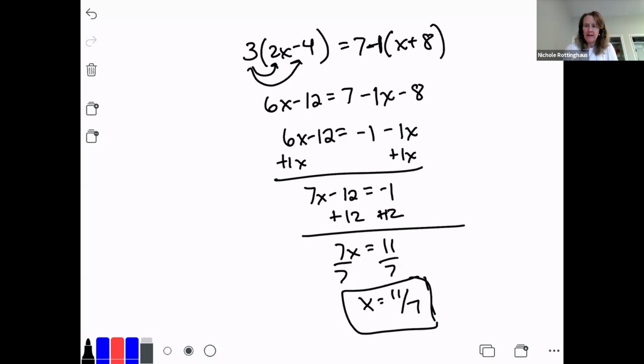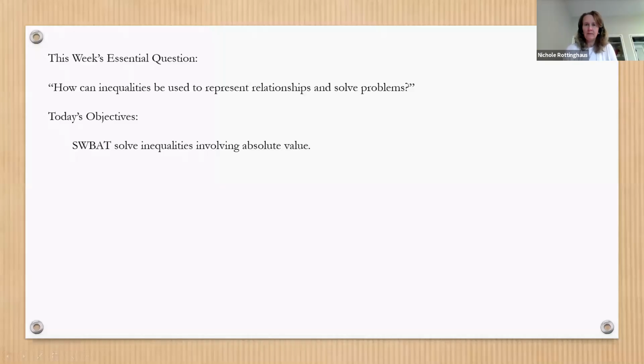continue practicing absolute value inequalities. So let me get that slide up. Okay, so again, our essential question is the same and our objective is the same as yesterday. We're going to solve some more inequalities using absolute value.